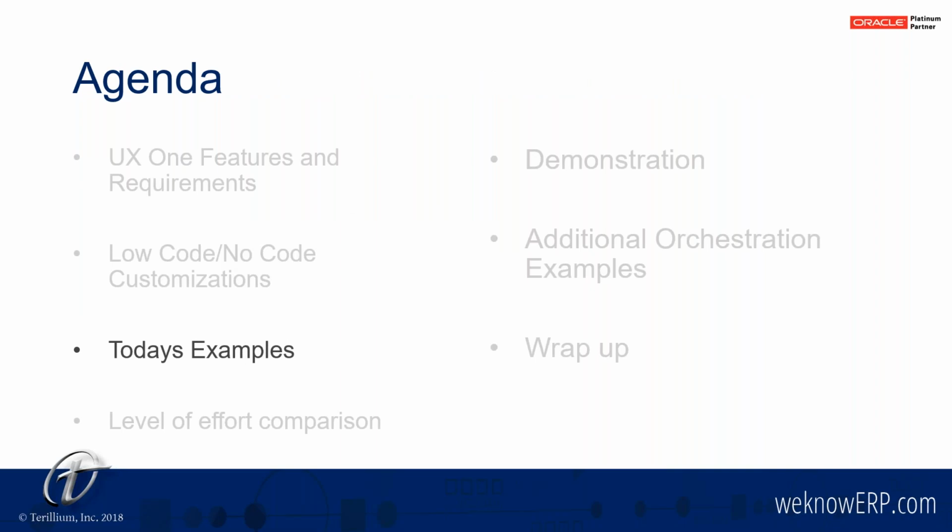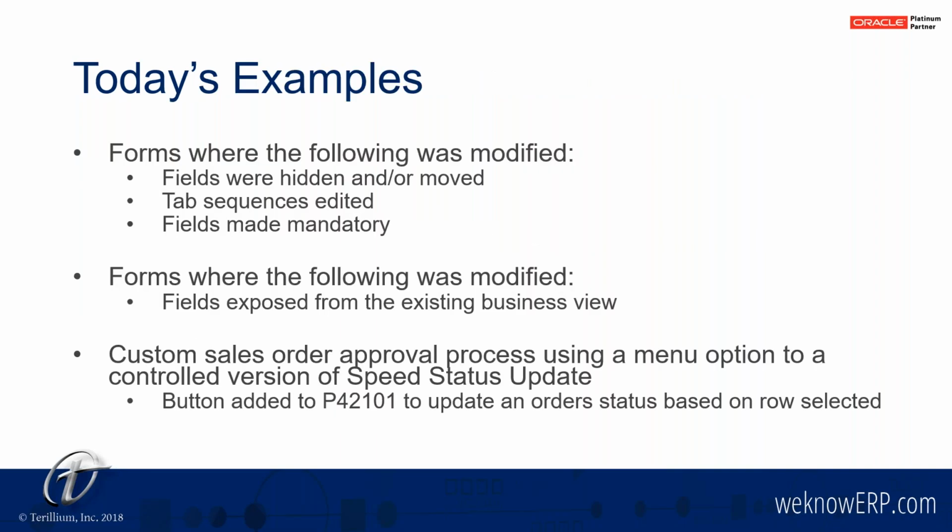All right, so let's talk about today's examples. So today we're going to show about 4 or 5 examples of ways that you could reduce some of those customizations that you might have had from the past. The first would be forms where you've modified the following. So fields that were hidden or moved, tab sequences were edited, or fields were made mandatory.